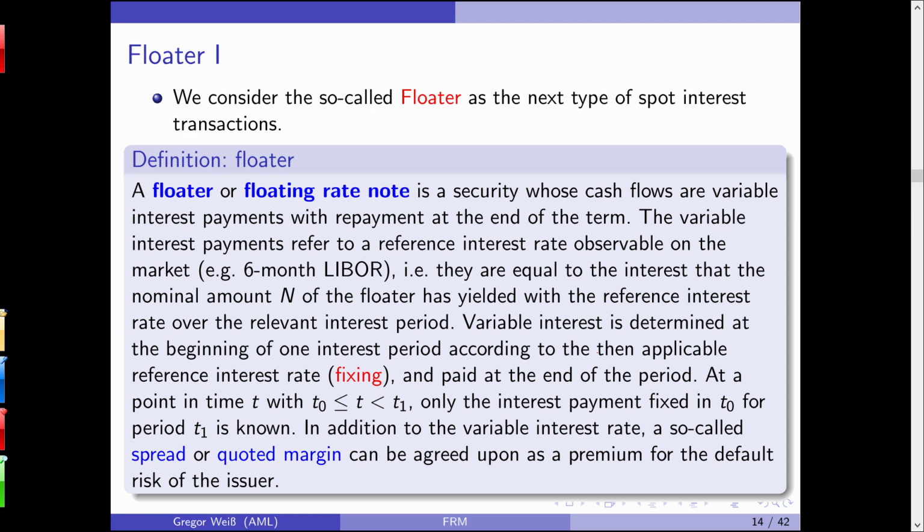So for half a year, we know what the next fixed interest rate payment looks like, but we don't know how it will look like in 2019, 2020, and so on. So the fixing is done one period before payment, and we'll see that this actually makes things much, much easier. Okay. And in addition to the variable interest rate, a so-called spread or quoted margin can be agreed upon as a premium for default risk, if you want to include default risk.